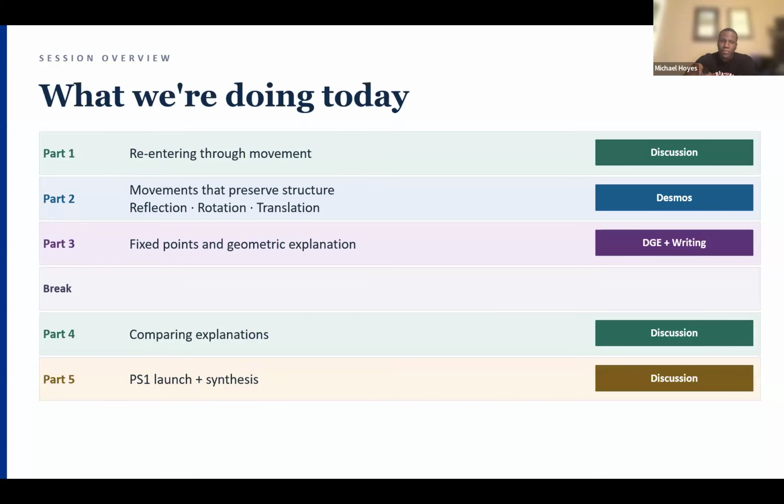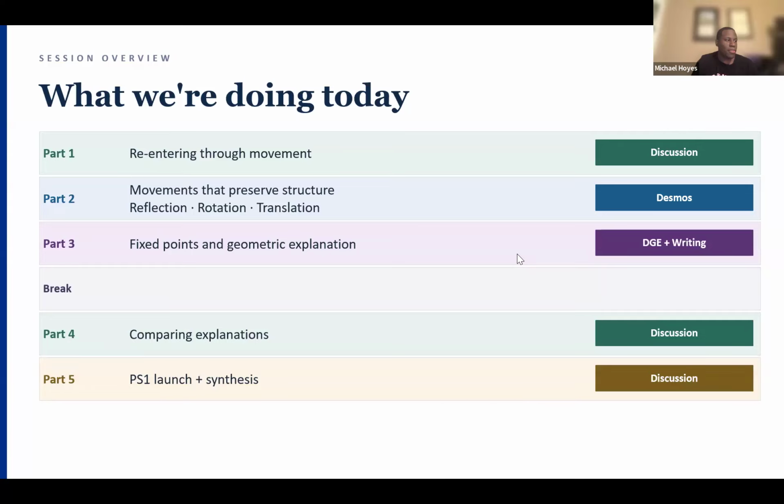So the plan for today: we'll talk about movement. We'll talk about how it relates to structure. When we speak to these rigid transformations, reflection, rotation, and translation, we'll talk about these fixed points and geometric explanations. Take a break, because 3 hours is a long time. We'll compare what all of the explanations mean, and so we're going to give more synthesis as it relates to this idea of measurement explanation and a movement-based or transformation-based explanation, so we can speak to what those afford us.